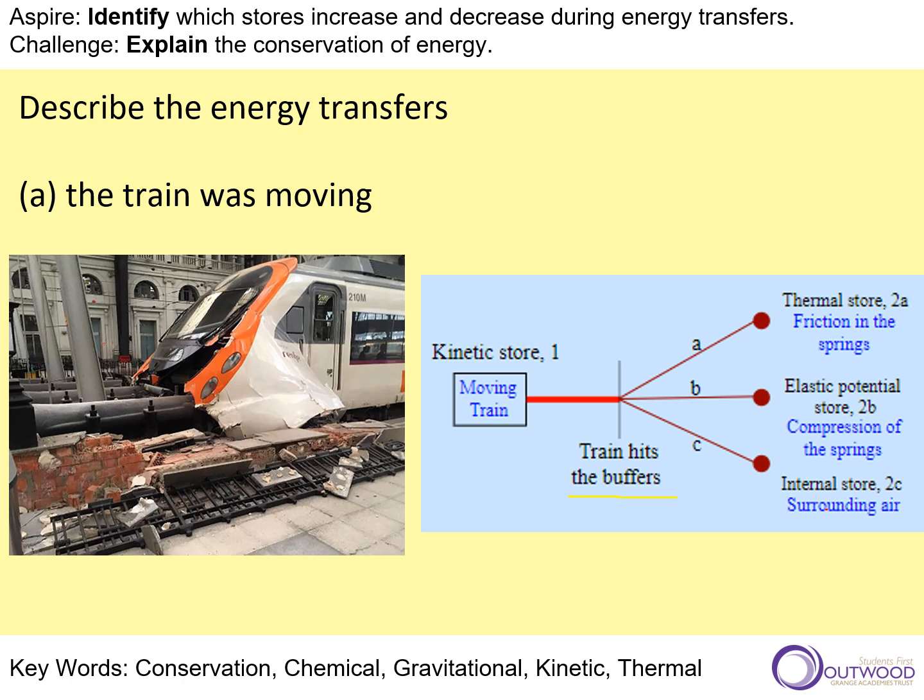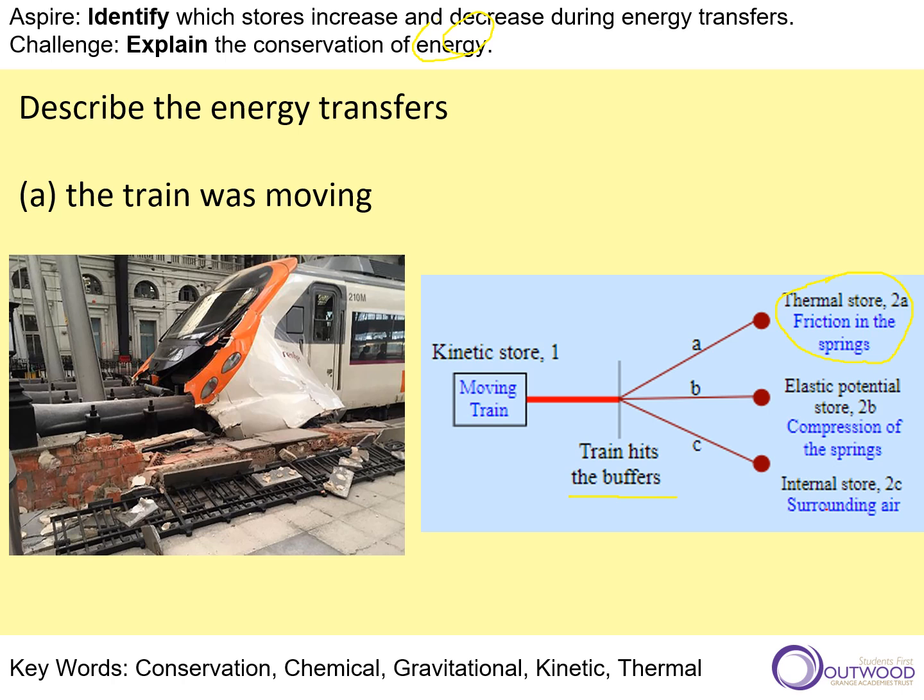The first one is that it's slowing down. If it's slowing down, there's going to be friction with the wheels and in the springs. So we've got a thermal store. Because friction is occurring, heat is being given off, and that occurs in the spring. So some of the energy is being transferred to the thermal store.